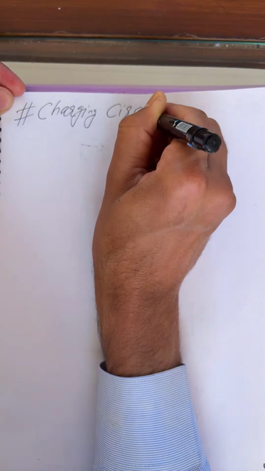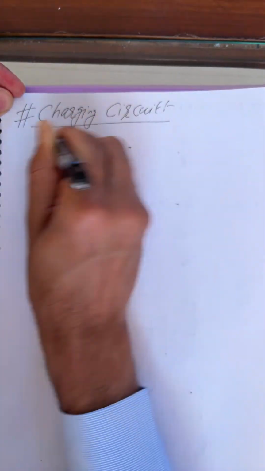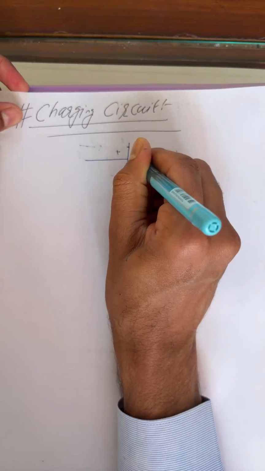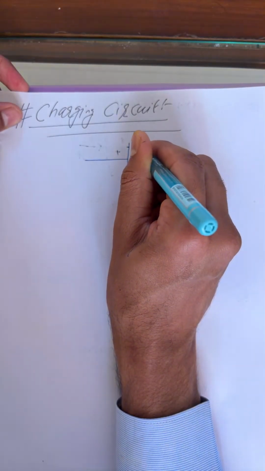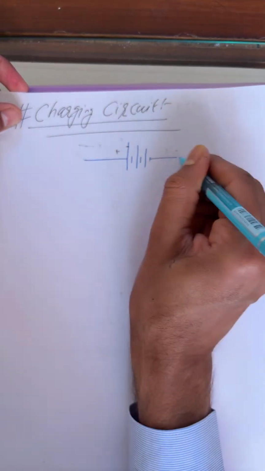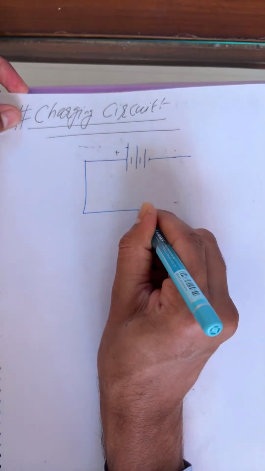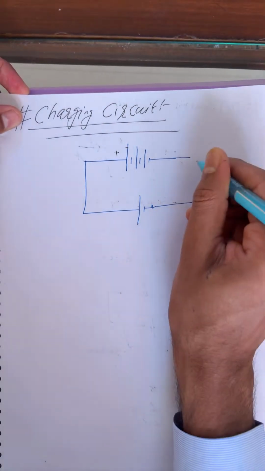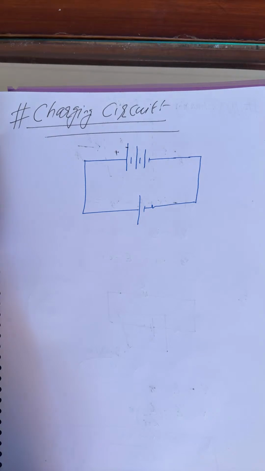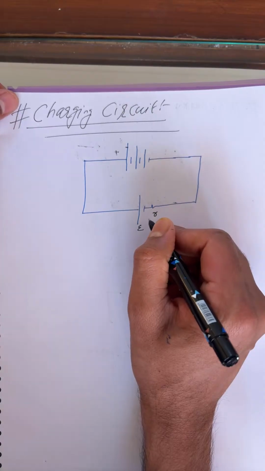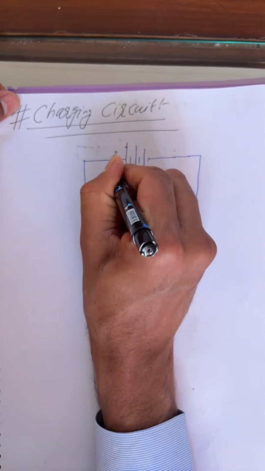Charging circuit. For this condition, we can say this is a battery, but it's a large battery, where more energy is stored. Now suppose I connect an old battery or small battery. This is E, this is r, and the current flows like this. This is I.